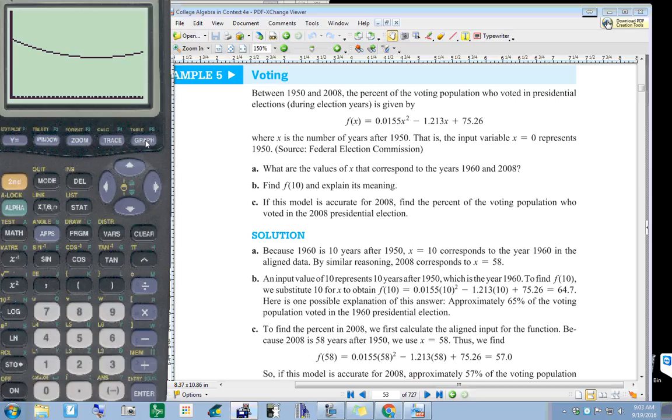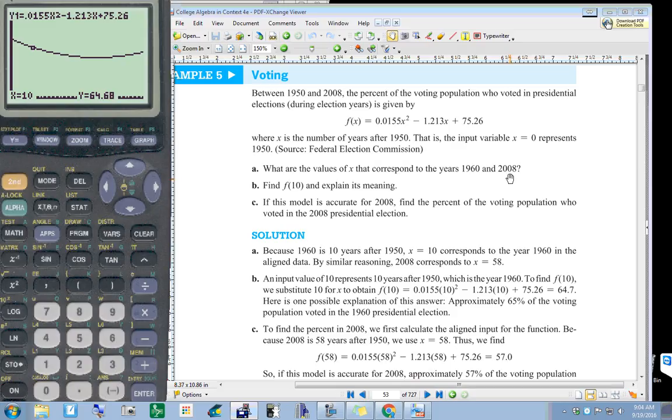And now it says, what are the values that correspond to the year 1960? Well, 1960, I would hit trace, and what number would I put in for X? Well, I wouldn't want to put in 1,960 because that's out there someplace. We started at 0. 0 is 1950. So what number represents 1960? 10. So we put in 10. And it tells me in 1960 that there was 64.68% of the population voting.